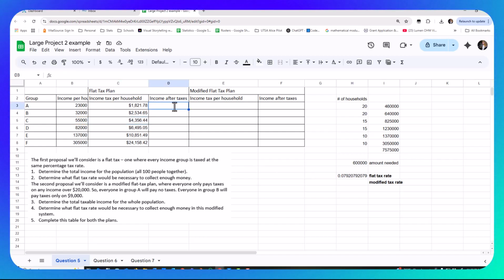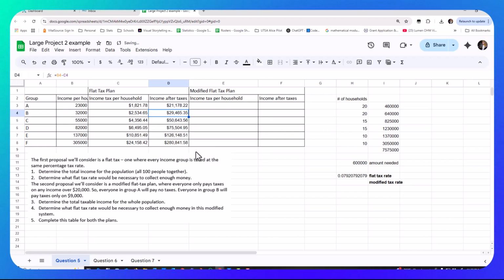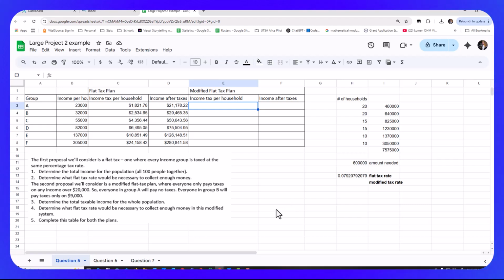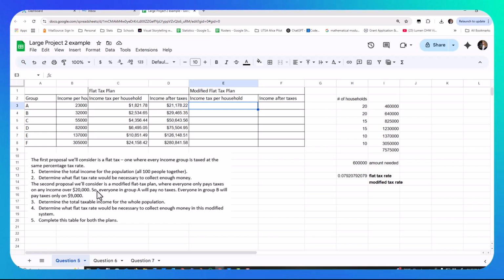My income after taxes would be my income per household minus how much they paid in taxes. And fill all of that in, and then this gives me my income after taxes. All right, now this piece right here in your example says any income over 20,000. Your example actually was, let's do something lower than 20,000, so that way it'll make sense to you.